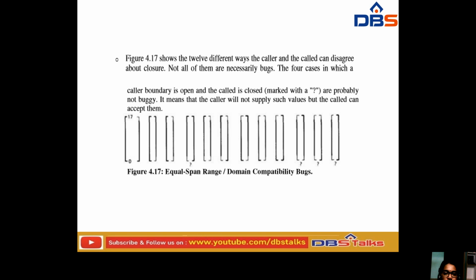So it can be represented with a question mark. Why is it represented as a question mark? The caller boundary is open and the called one is closed, okay? So here also it is not clear whether it is closed or open, okay? Here this one is open, this one is thin, this one is thin, and these two are thick. So this one also will be marked with a question mark, okay?